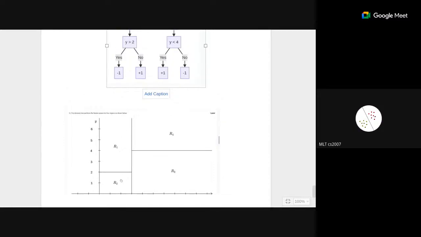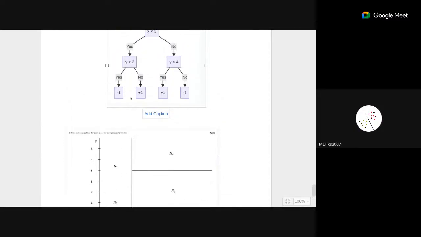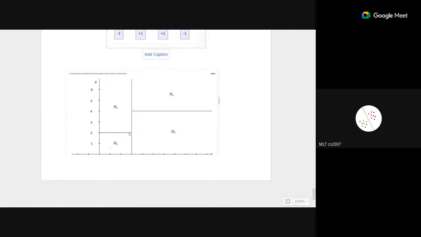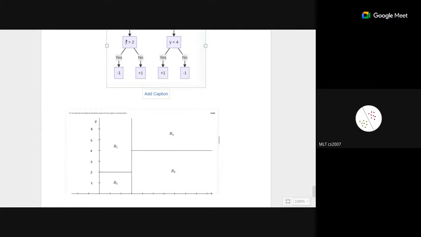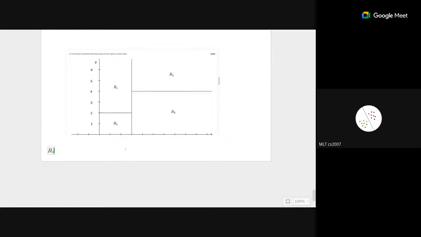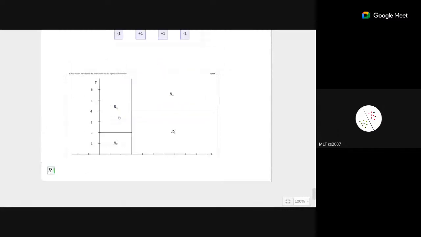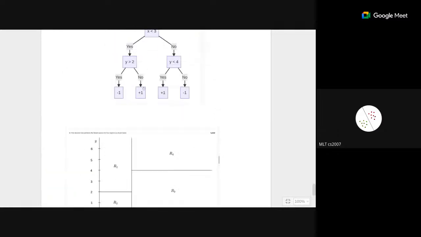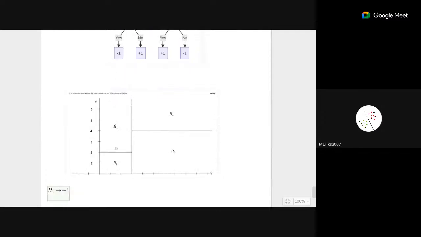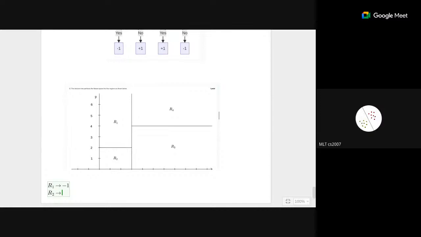So this could be R1 or R2, but then you ask a question, y greater than 2. If y greater than 2 is true, then you are going to call that minus 1. So y greater than 2 corresponds to region 1, right? So R1 corresponds to the leftmost leaf, and that happens to have label minus 1. That is how you decide R1. And if y is less than or equal to 2, then it's R2. You're still in the x less than 3 regime, so you're either looking at R1 or R2. So R2 will have plus 1.